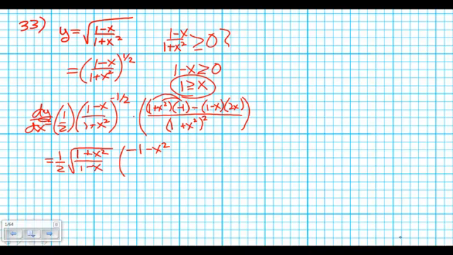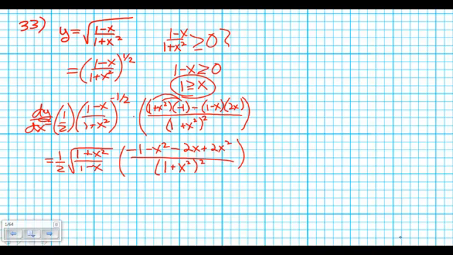Let's take this negative and this 2x through, and I get negative 2x plus 2x squared. Did I do that right? Negative and a negative give me a positive 2x squared. I think I'm okay there. And this is all over 1 plus x squared squared.